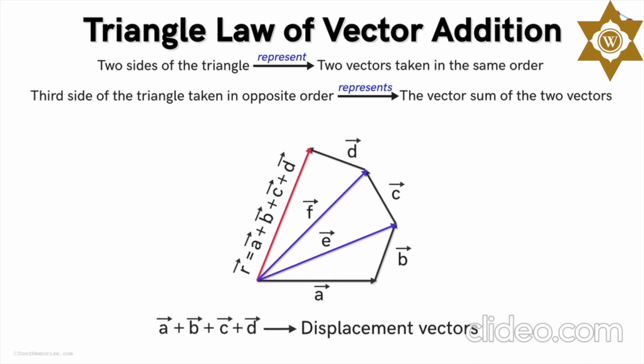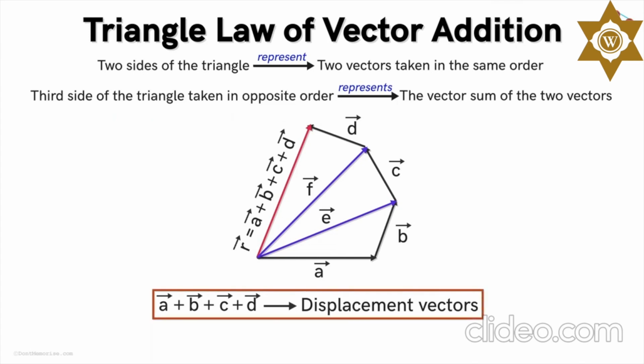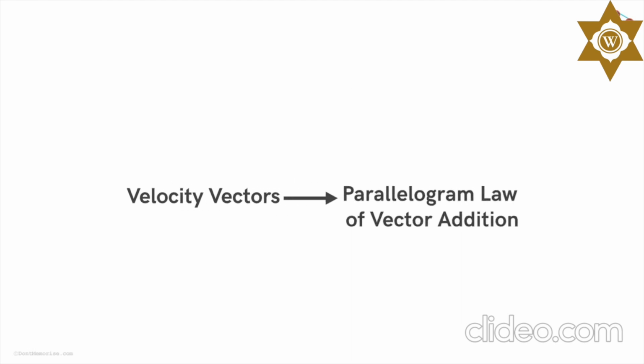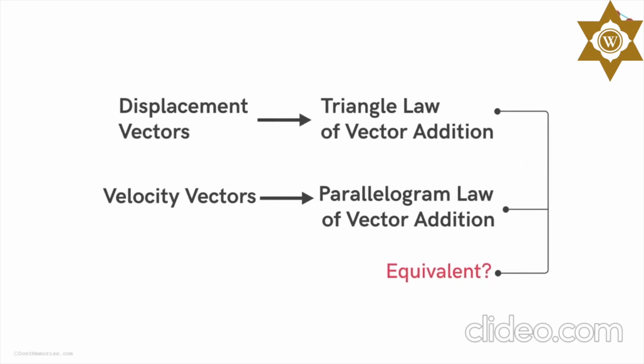So, we saw here how we can add two vectors using the triangle law. This law is easily understood if we think of the vectors as displacement vectors. Now, instead of this, if we think of the vectors as velocity vectors, we arrive at another law of vector addition called the parallelogram law of vector addition. We will see this law in the next lesson. We will also see how these two laws are equivalent to each other.